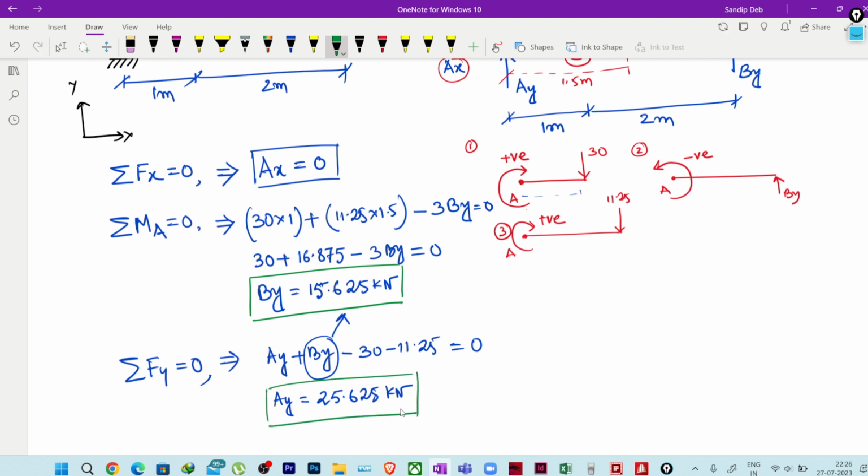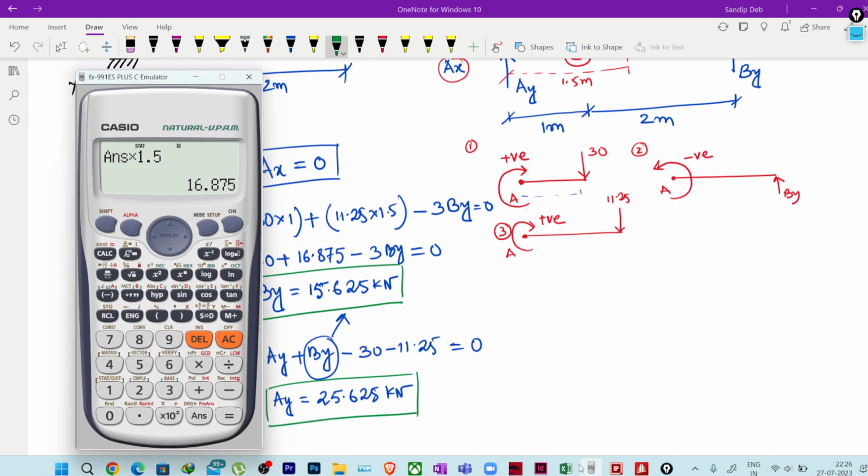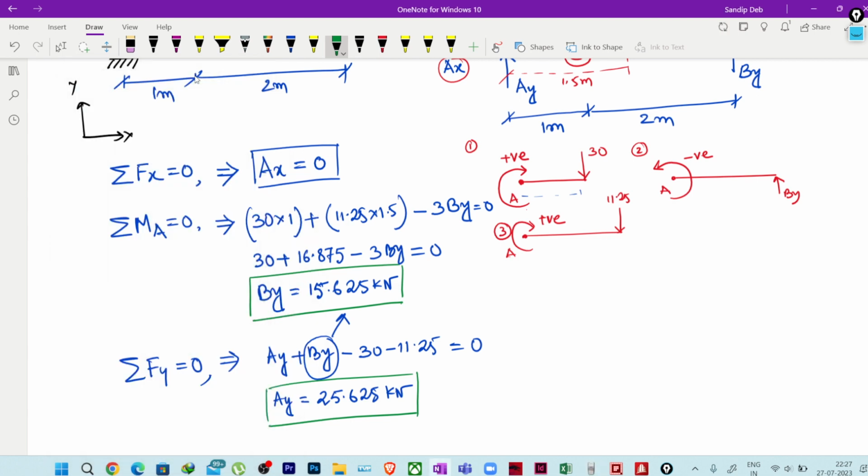So we got the Ay from here. I hope it is clear. Okay, how we have done, I have just replaced this By, which is 15.625. So if you see here, my 30 will be going there, so 30 plus 11.25 minus this By, which is 15.625, so I am getting 25.625. Okay, this is how I got the Ay value.